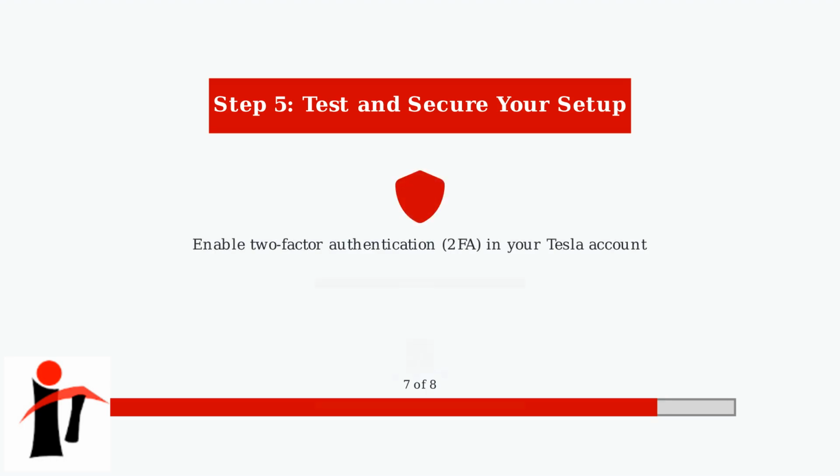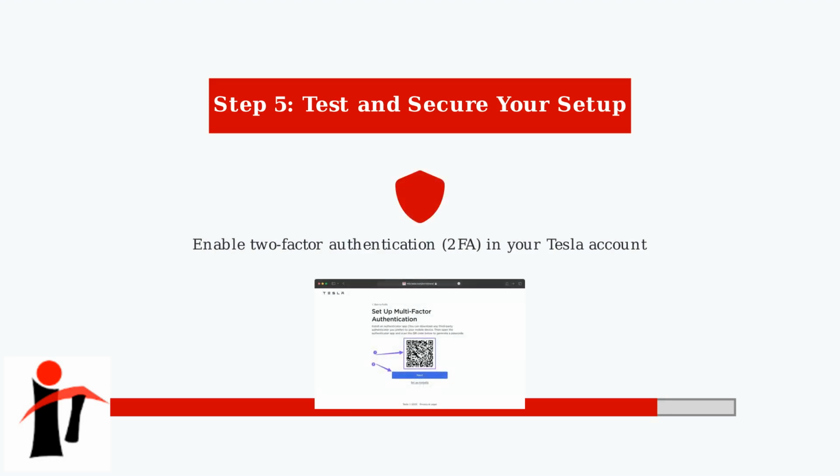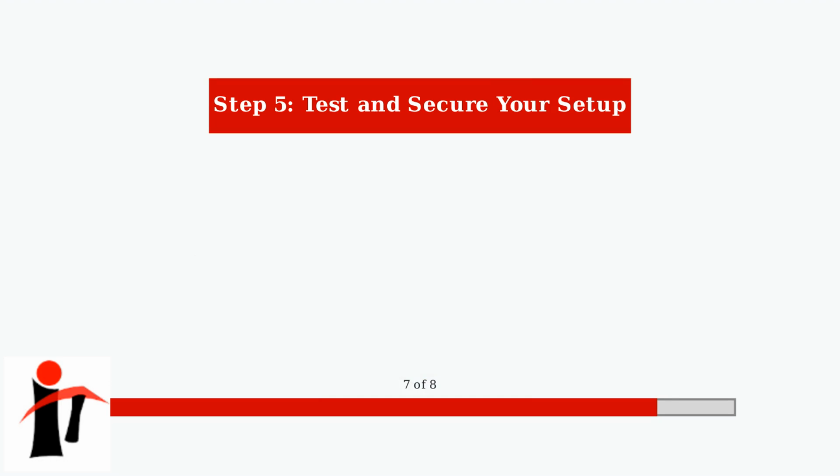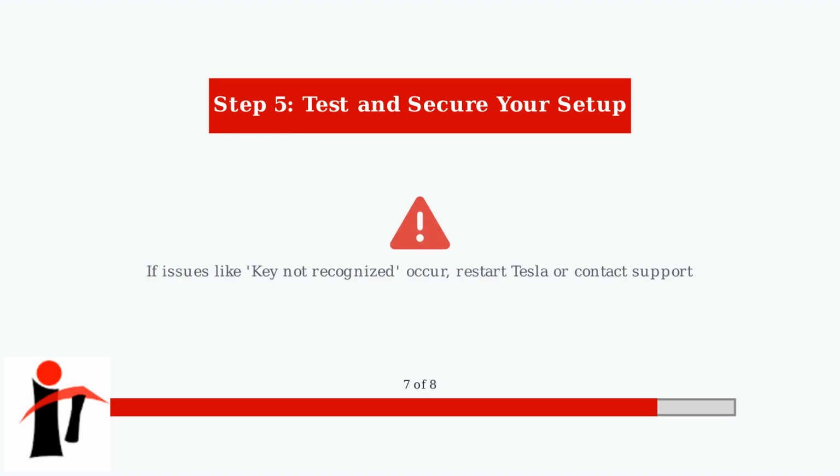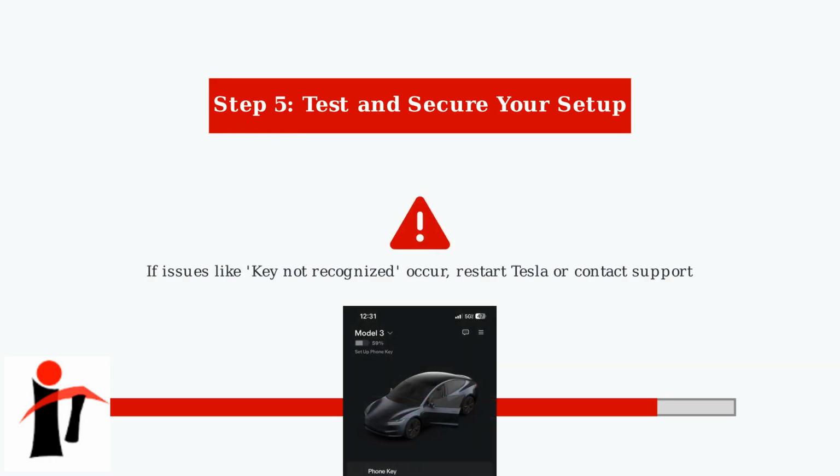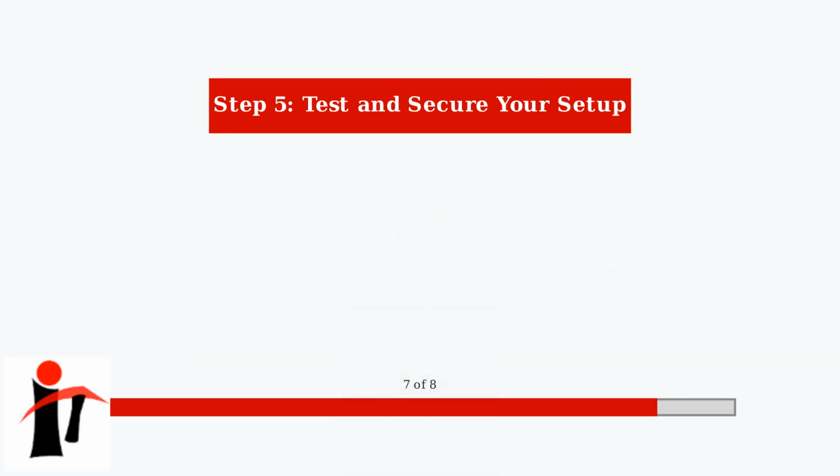For enhanced security, go to your Tesla account settings and enable two-factor authentication. This adds an extra layer of protection by requiring a code from your Authenticator app in addition to your password. If you encounter problems, such as the phone key not being recognized, try restarting your Tesla vehicle first. If the issue persists, contact Tesla support for assistance. Your Tesla phone key setup is now complete and secure.